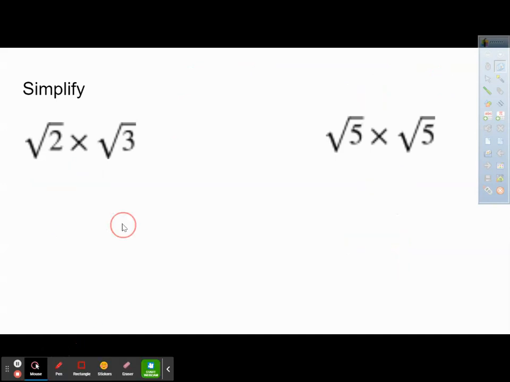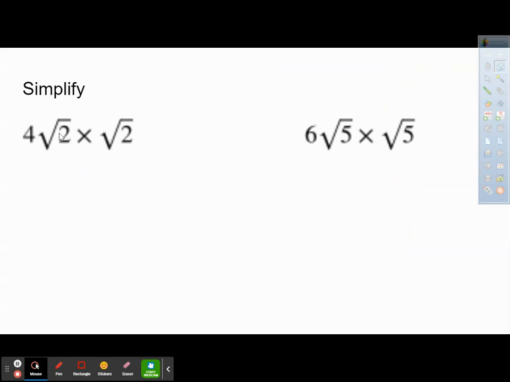Okay, try the next one. 4 square roots of 2 times the square root of 2. Now, I can't multiply the 4 with the square root of 2, or the 4 with this square root of 2, but I can multiply these two together.